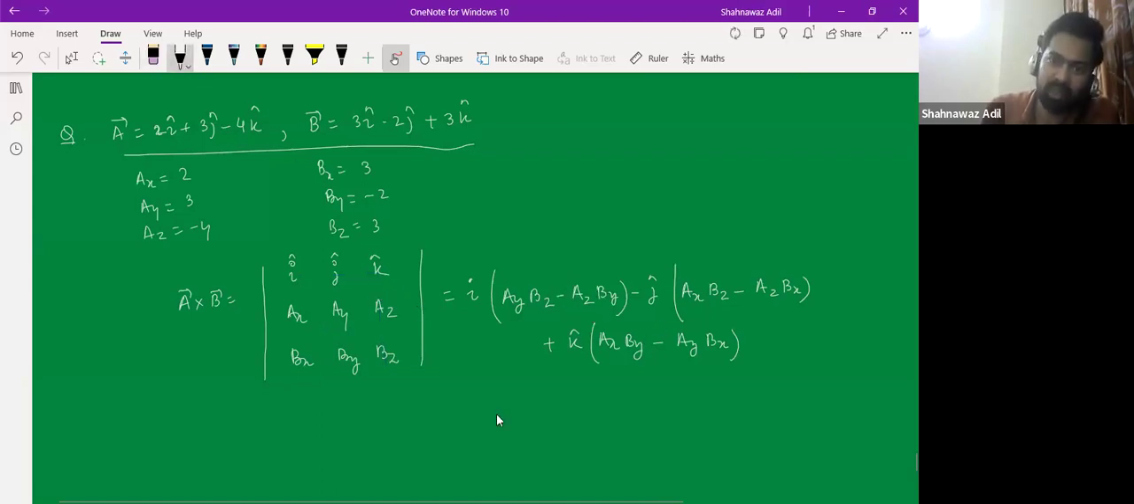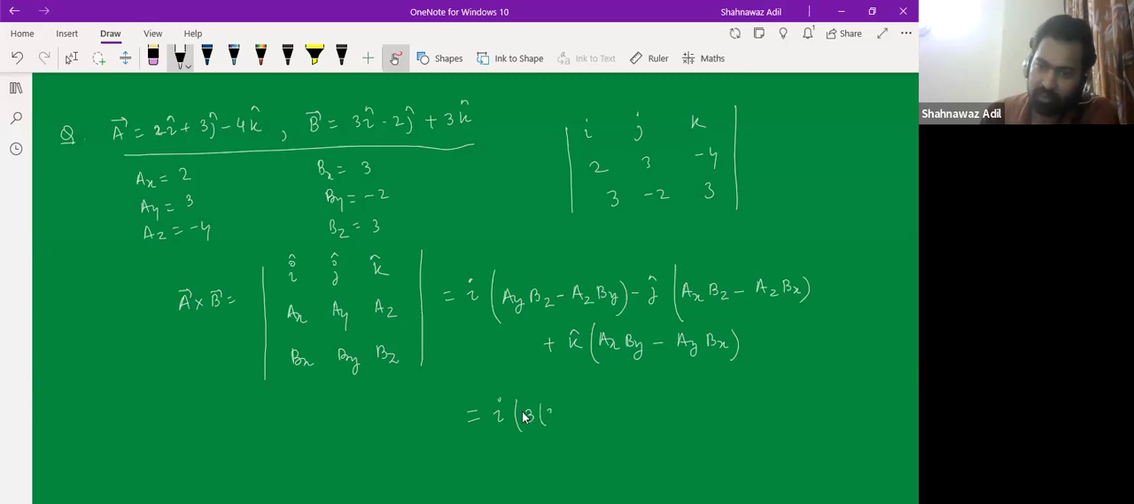So let's put the values in here. We can start with this only, right? We can start with 2, 3, minus 4, and 3, minus 2, and 3. We can start from here and then do all these processes, but then we will get the same result, right? So now let's put all these values. AY is 3. BZ is 3. And then minus AZ, which is minus 4, and BY is minus 2.